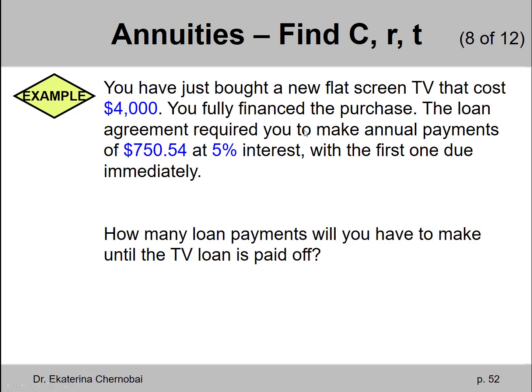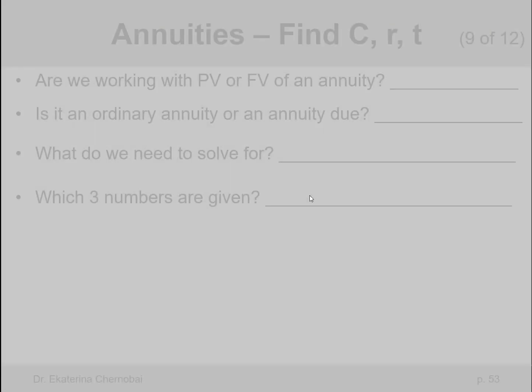Then what is it that we need to solve for? How many loan payments? Clearly that's N in the financial calculator or T in the loan formula. And which numbers are we going to enter in the calculator? The three that are given. 4,000 will be our PV, 750.54 is PMT, and 5 is going to be our IY, the annual interest rate.